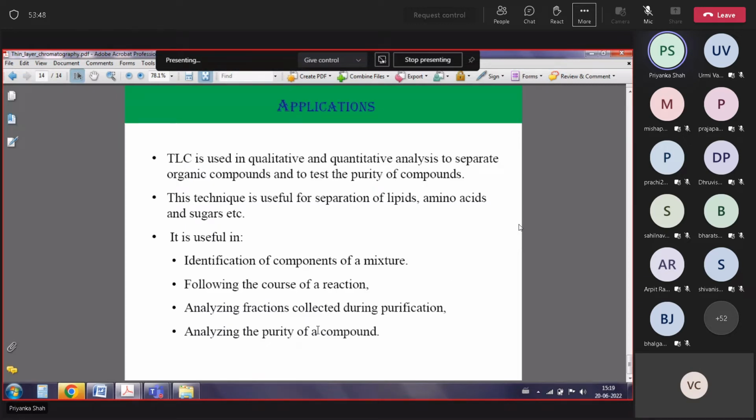Now, what are the applications? This can be used for qualitative and quantitative analysis, to separate organic compounds, and to test the purity of compounds. Further, it is useful for the separation of lipids, amino acids, sugars, etc., and for the identification of components of a mixture. It can also be used for following the course of a reaction, analyzing fractions collected during purification, and analyzing the purity of a compound. All these tasks can simply be done with a TLC experiment. All these things you have already studied in your theory classes.